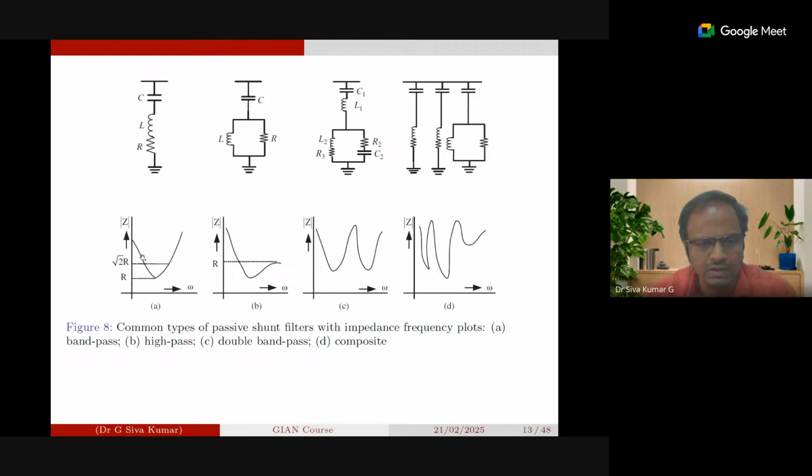That means this particular frequency component of the current is offered a low impedance, so it is effectively going to be shorted. The current tends to flow in the direction of the lower impedance for this frequency component. This is called a band pass filter. Sometimes it is called a high pass filter. You also have the double band pass filter and composite filters.